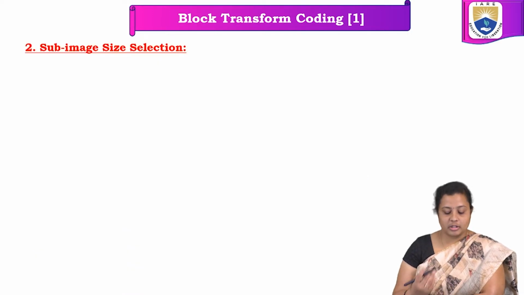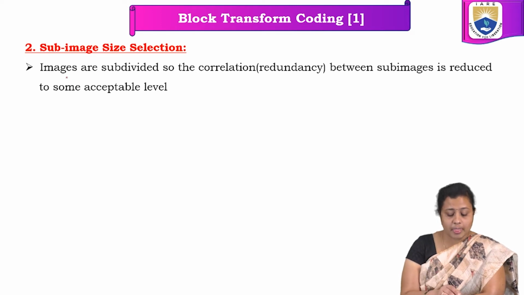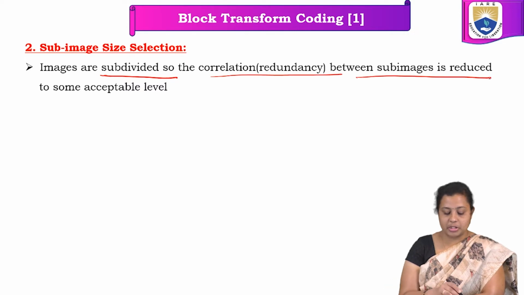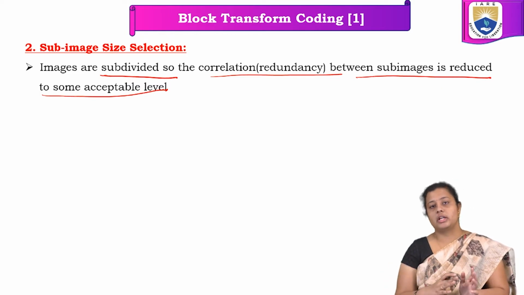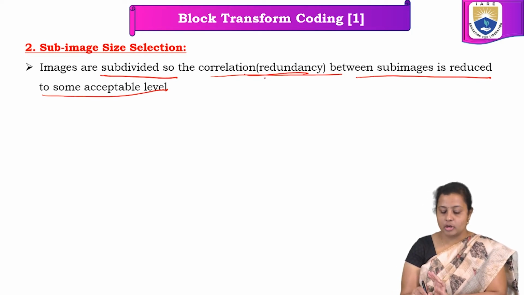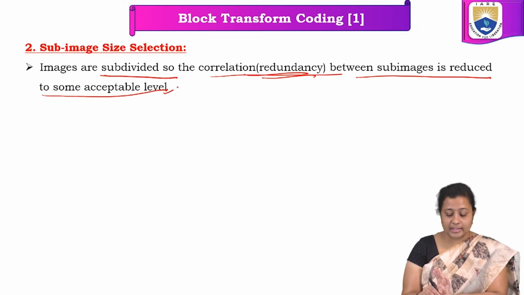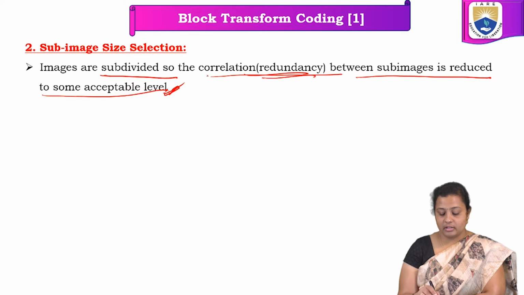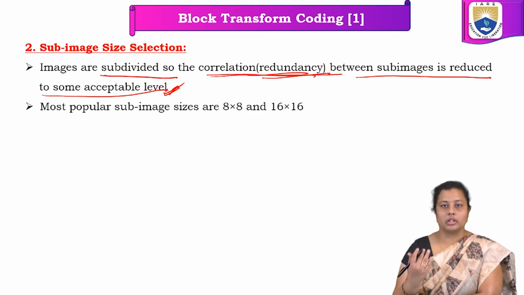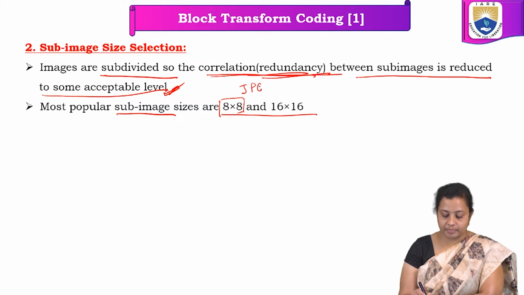Next important parameter in our block transform is the sub-image size selection. Sub-image size is very important. Images are subdivided so that the correlation between the sub-images is reduced to an acceptable level. So when we divide it into subgroups, the relation between one sub-image and another, that correlation or redundancy, should be reduced to an acceptable level. This acceptable level is different from one application to another. So based on our application, we can divide into the sub-images, and the size depends upon that. The most popular sub-image sizes are 8 by 8 and 16 by 16. We will see later in our video that 8 by 8 is used in JPEG.